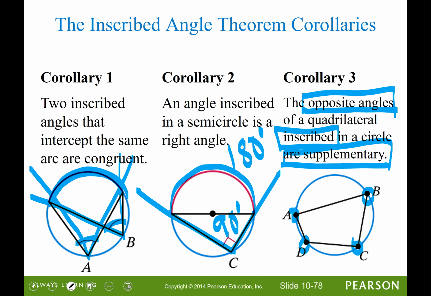Let me show you that in the figure now. Opposite angles would be A and C, so those would have to add up to 180 degrees. Oh, they're not congruent, I shouldn't make them look like they're congruent. There we go. A and C would have to add up to 180 degrees. And then B and D are another pair of opposite angles, so they would also have to add up to 180 degrees.